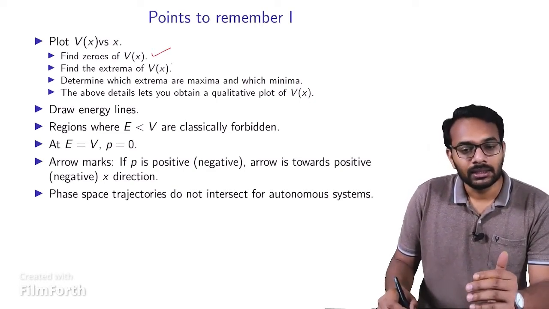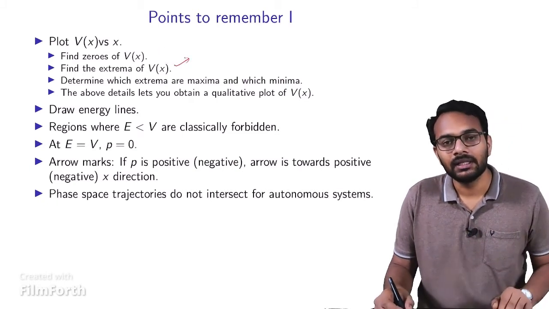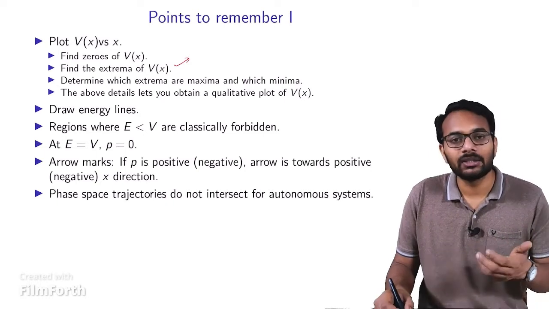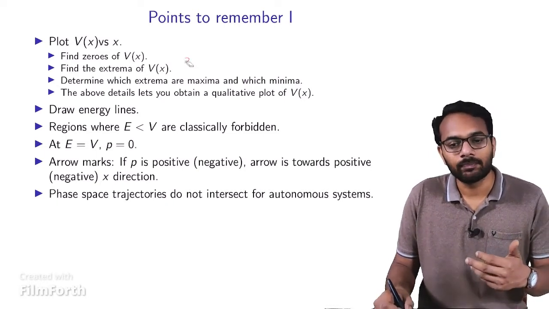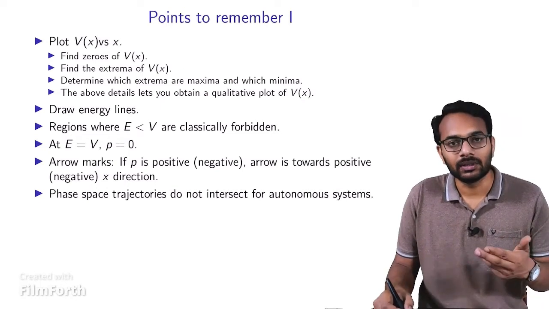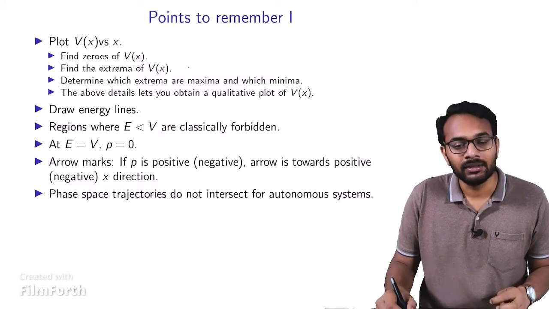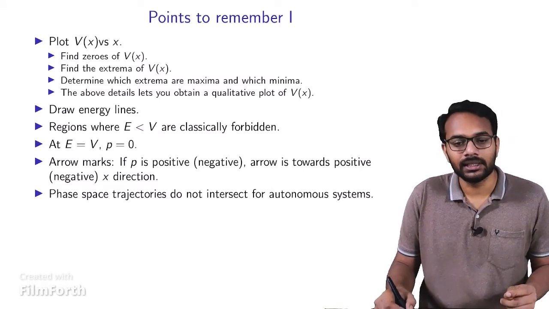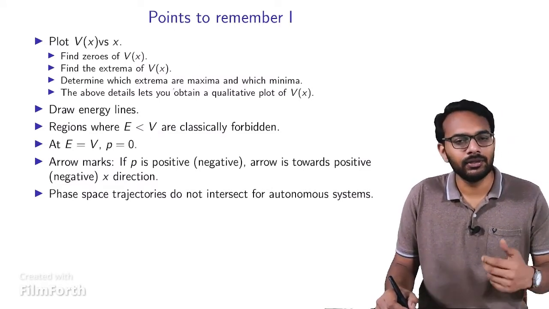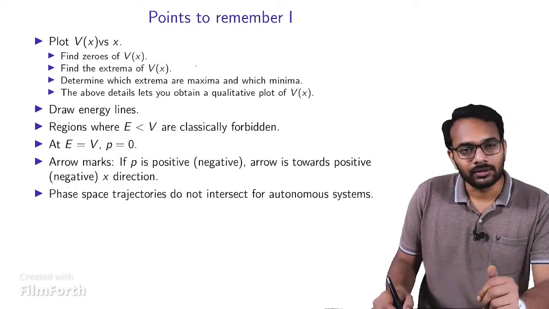In order to find the extrema, we said that we have to take the first derivative and equate it to zero. Solving that equation will give you the points where the potential energy curve has maxima or minima. We have to determine whether these are actually maxima or minima. For that, we find the second derivative at each of these points, and using these details, we can plot a qualitative curve for v of x.